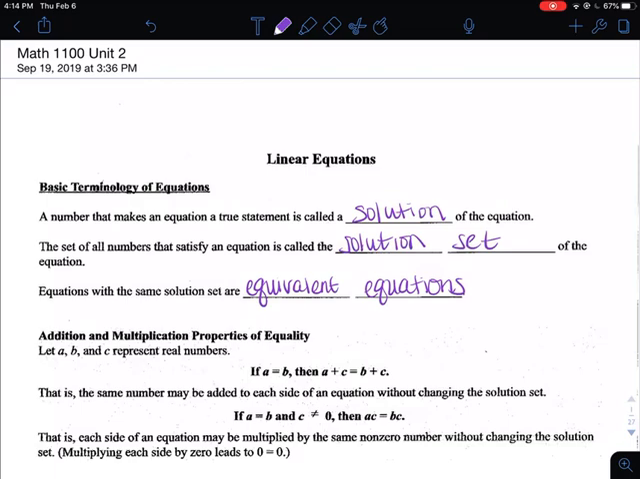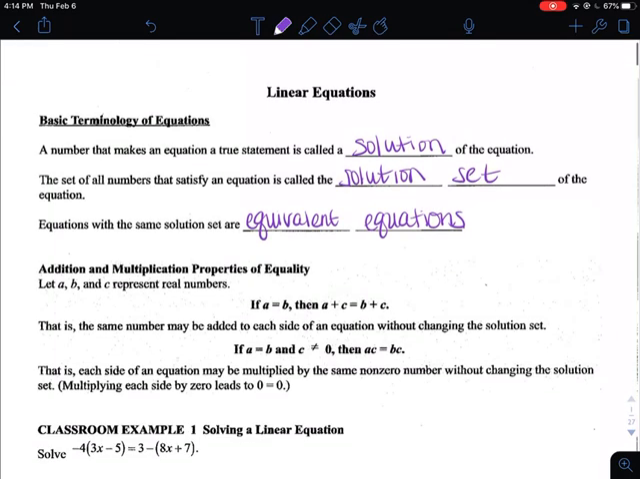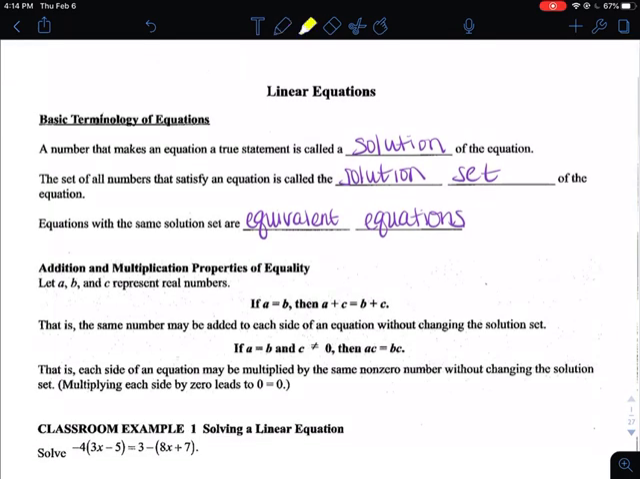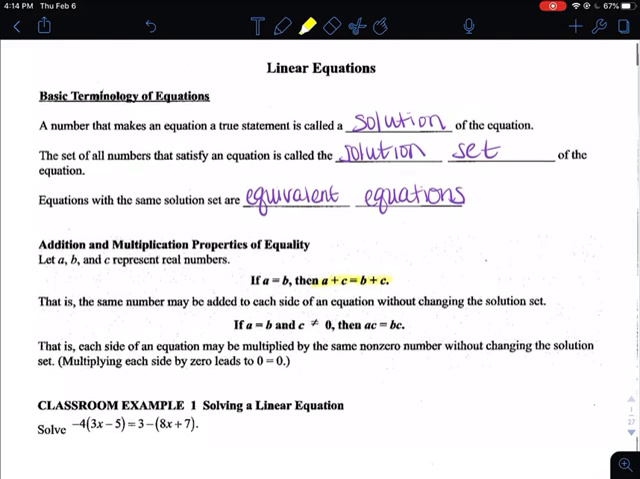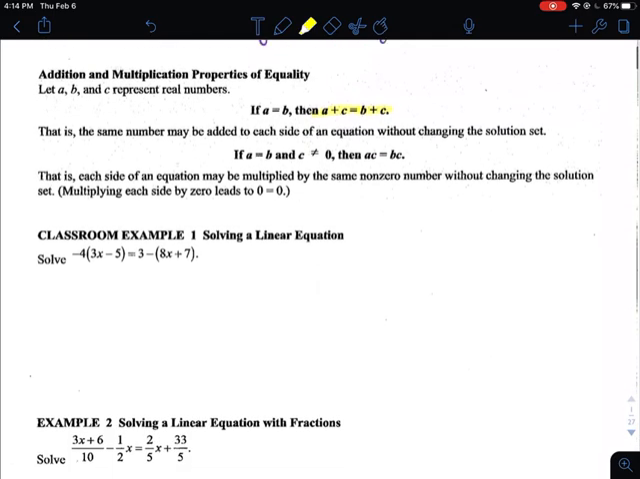Right, just want to fill this information in. Basically what this middle part is saying is that whatever you do to one side of an equation, you must do to the other side. So basically, if you add a number to one side of the equation, you have to do the same. I'll talk about that as we solve equations.